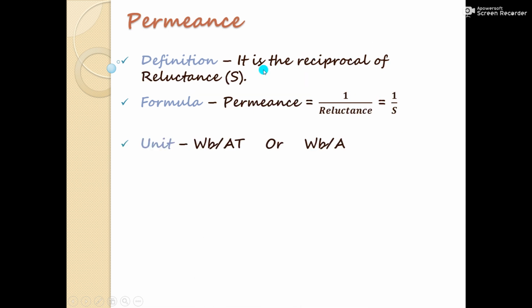Next we have permeance. It is nothing but the reciprocal of reluctance. Permeance can be written as 1 upon reluctance, that is equal to 1 upon S, and the unit for permeance is Weber per ampere turn or Weber per ampere.